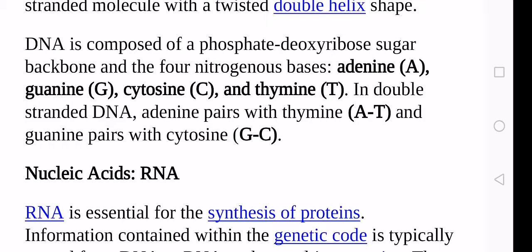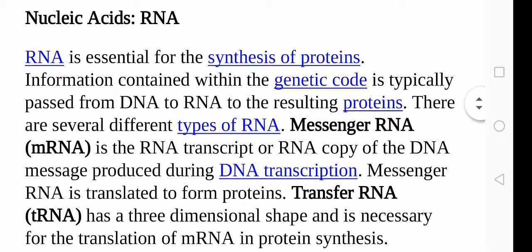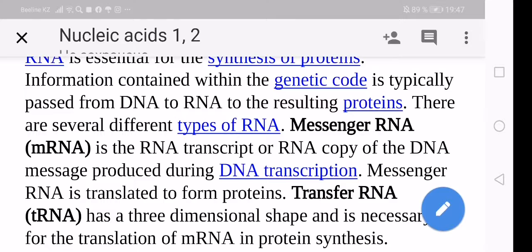Nucleic acids: RNA. RNA is essential for the synthesis of proteins. Information contained within the genetic code is typically passed from DNA to RNA to the resulting proteins. There are several different types of RNA. Messenger RNA, mRNA, is the RNA transcript, or RNA copy of the DNA message, produced during DNA transcription. Messenger RNA is translated to form proteins.